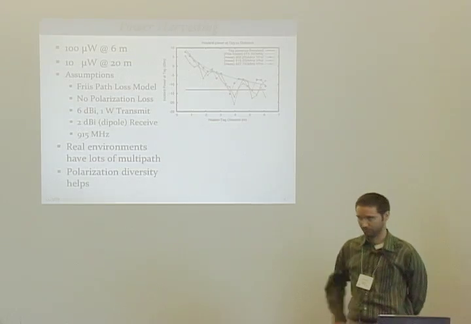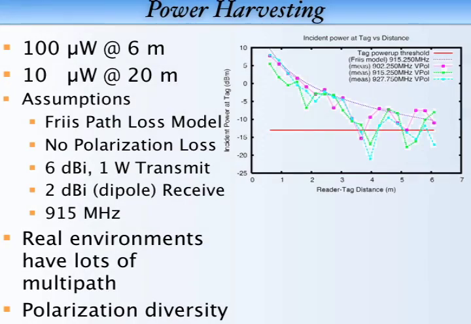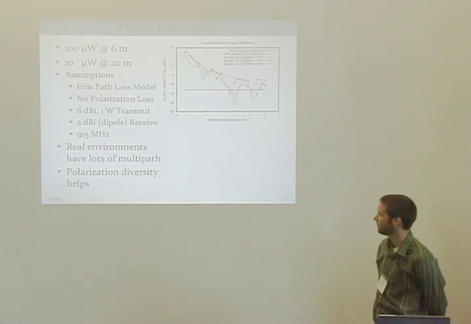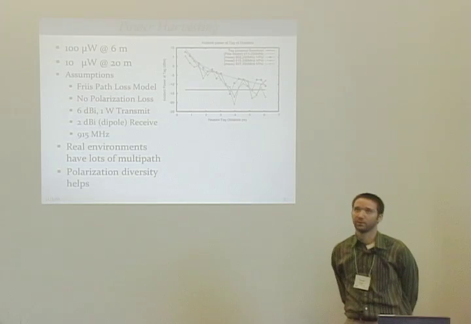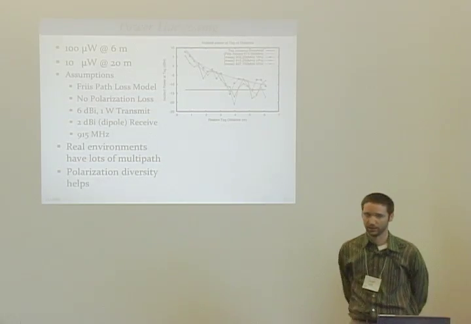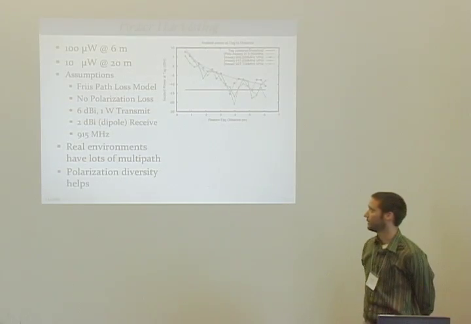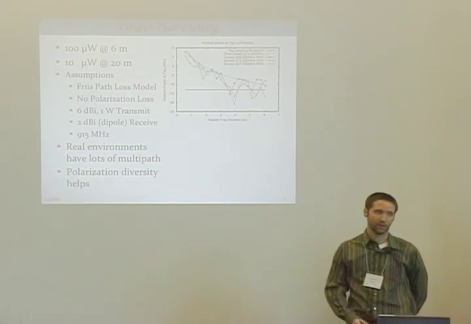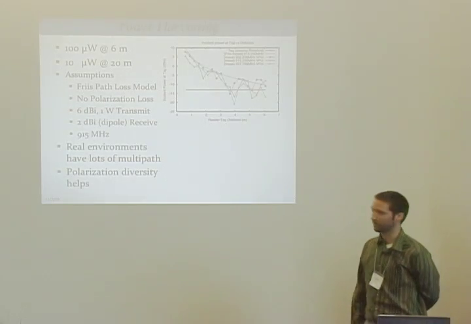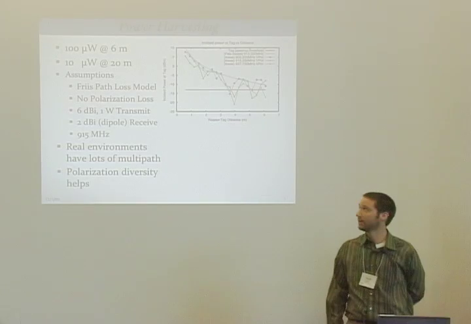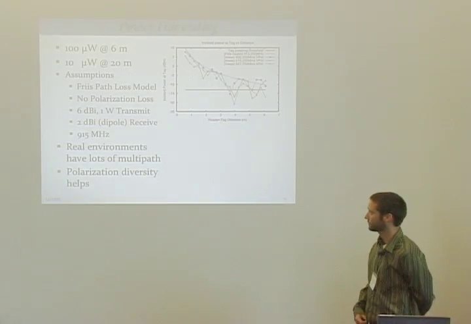Multipath. There are reflections from everywhere. You might think that's a problem, but in some cases it actually helps you. As you can see, if we move farther out, approximately 6 meters, we're above the predicted transmission increase. The point of this is that there is multipath everywhere. But in a typical environment, you can expect about 100 microwatts of available power at 6 meters and about 10 microwatts of available power at 20 meters.